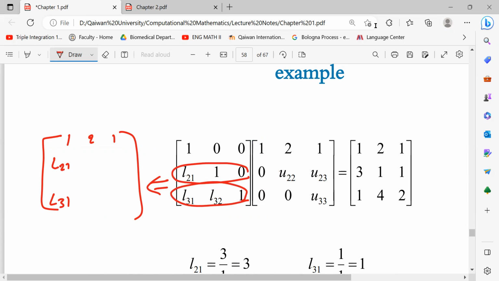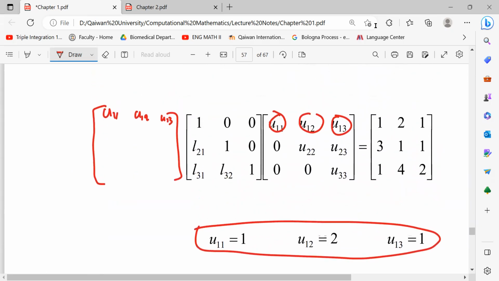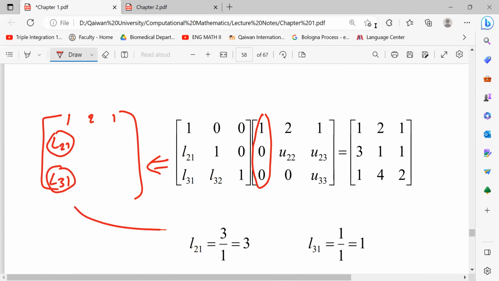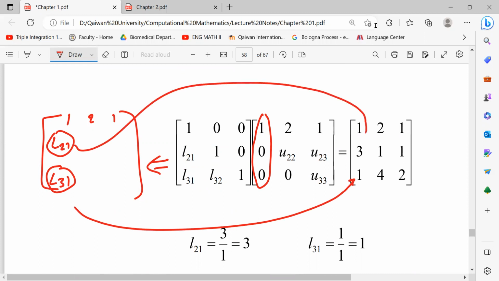In the first step, we say U11, U12, U13 are these values. In the second step, we multiply the second row and the third row of matrix L by the first column of matrix U. And you get these two elements. So these two elements are the same as these positions. This is 1 and this is 3.